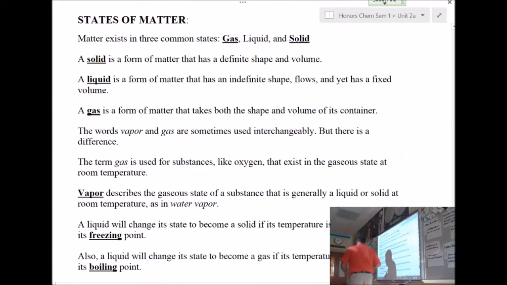States of matter. We've talked about states of matter real briefly. We're going to talk a little bit more about it today, but it's going to be super brief. Again, matter can exist in three common states: solid, liquid, and gas. A solid is a form of matter that has a definite shape. I don't have a solid up here. Maybe I do have a solid somewhere.